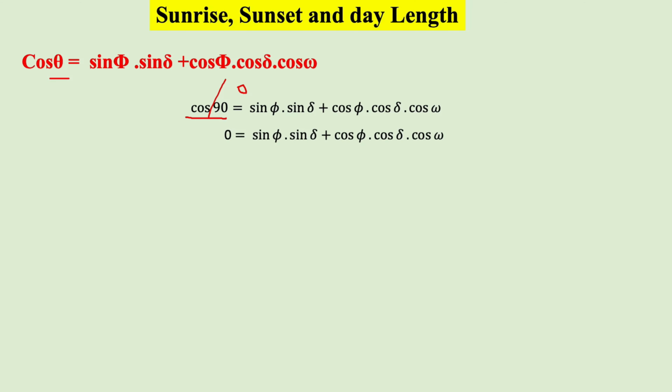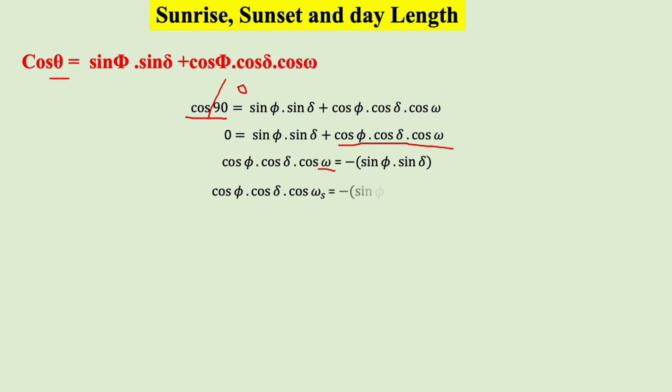Now we have to rearrange this equation, and the term cos phi cos delta cos omega will go to the other side of the sign of equality, meaning the left side, and we can rewrite it like this: cos phi cos delta cos omega is equal to minus sin phi sin delta. Here omega is the hour angle. This omega defines the timing of sunrise and sunset.